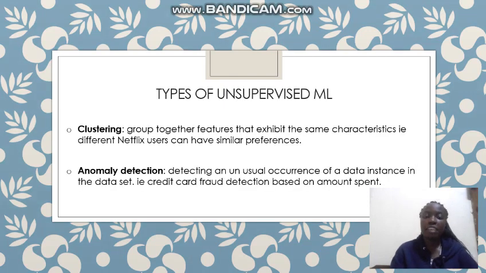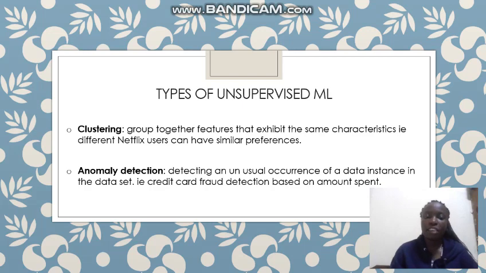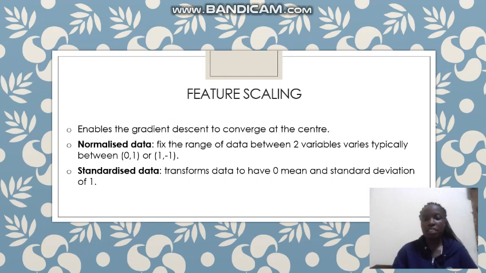We also have the types of unsupervised machine learning, where we have the clustering, where we group together features that exhibit the same characteristics. For example, different Netflix users can have similar preferences. And then the anomaly detection, where we detect an unusual occurrence of a data instance in the data set. For example, credit card fraud detection based on the amount of money spent.